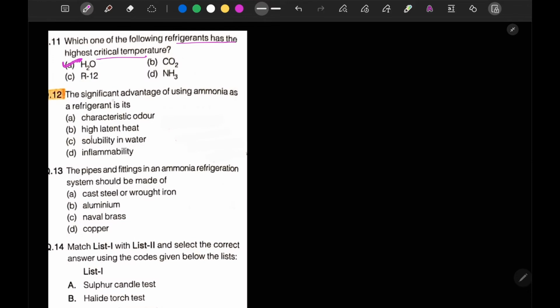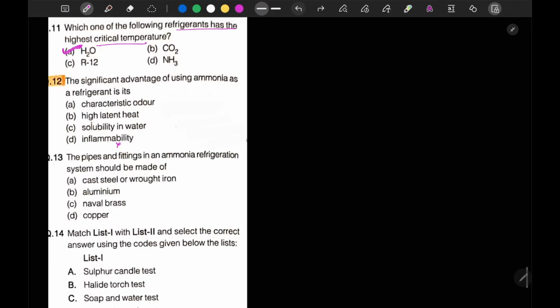The significant advantage of using ammonia as a refrigerant is its solubility in water and flammability. This is incorrect because ammonia is flammable. If we talk about solubility in water, it is soluble in water. Correct. Now, high latent heat: ammonia does have high latent heat and a characteristic odor. So this point should be okay. Option C is correct.